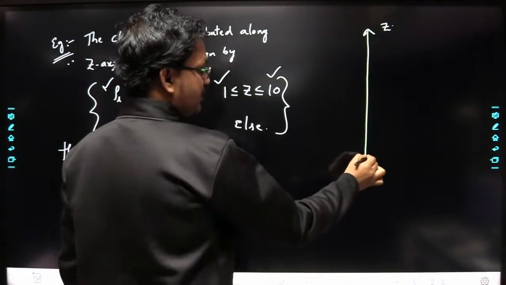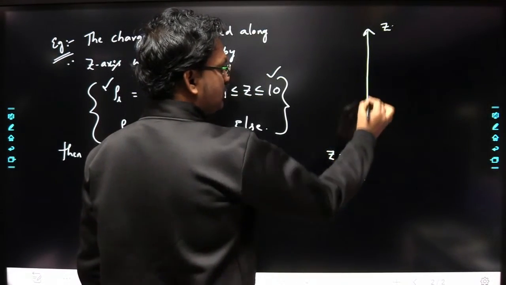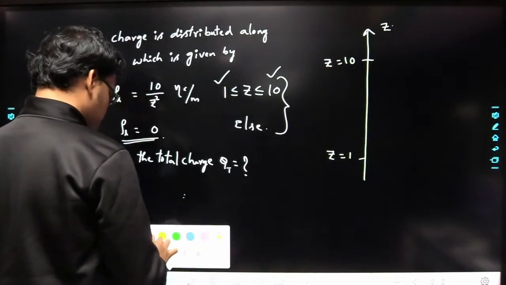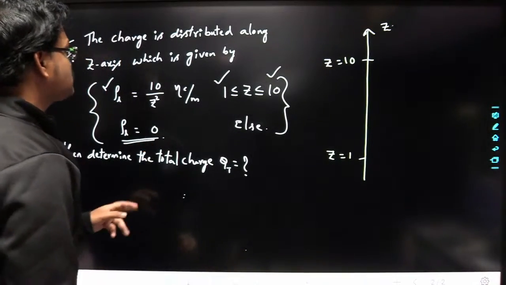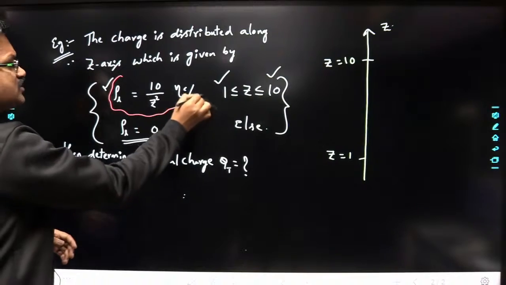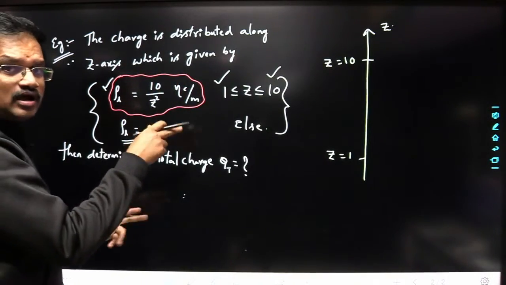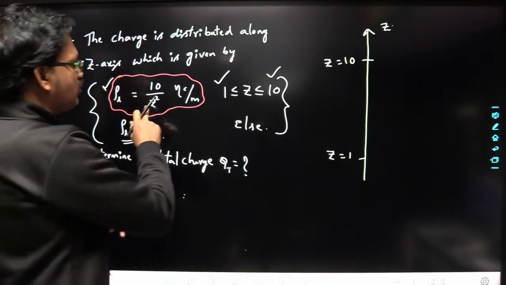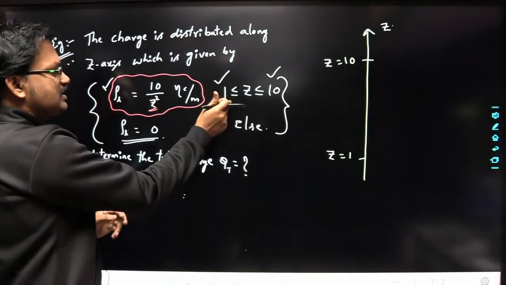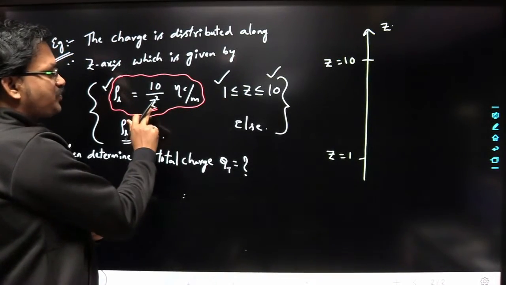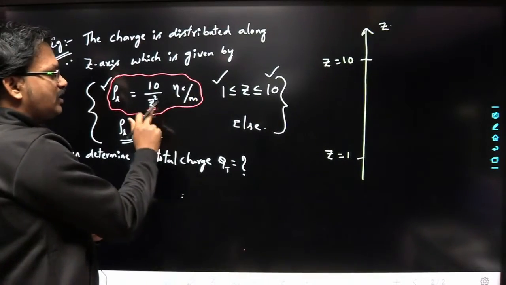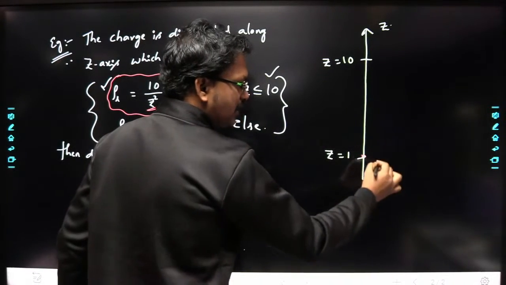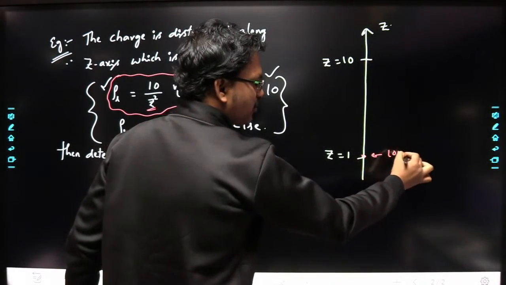So if you consider the z axis here, let us say this is z equal to 1, and here let us say z is equal to 10. Understood? Now by seeing this, what we can observe is that the charge distribution along the z axis is non-uniformly distributed. If you go to the location z equal to 1, what is the charge per unit length present there? That is nothing but 10 nanocoulomb per meter.